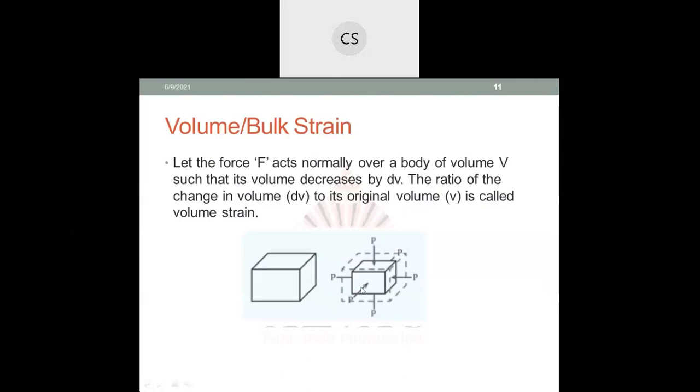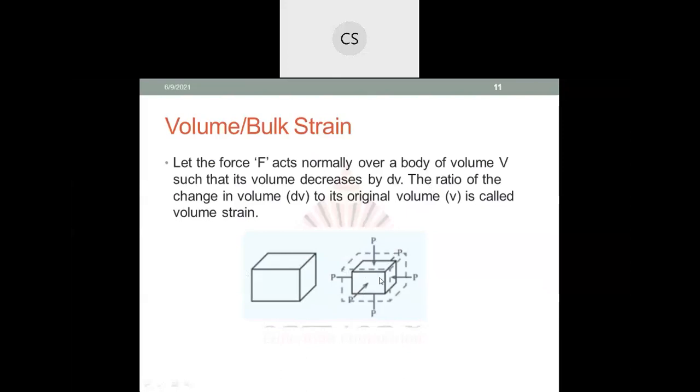How is it acting? The force is acting in such a way that the volume of the body changes. Let us say capital V is the original volume of this body. Now force F is acting. How is it acting?